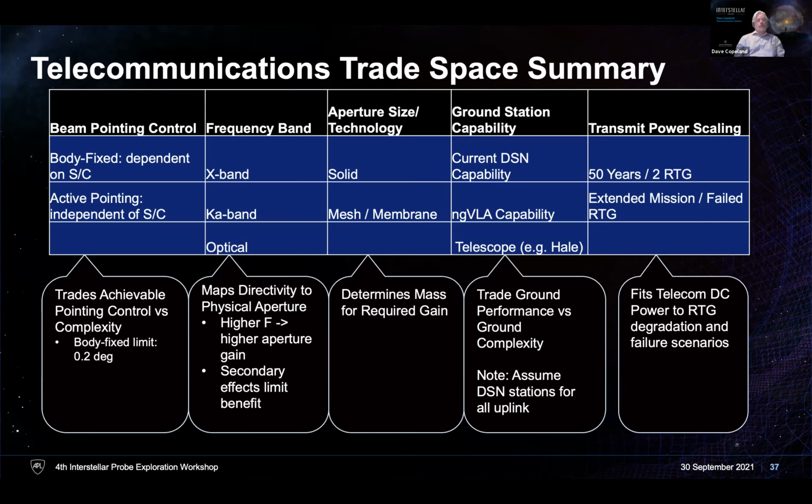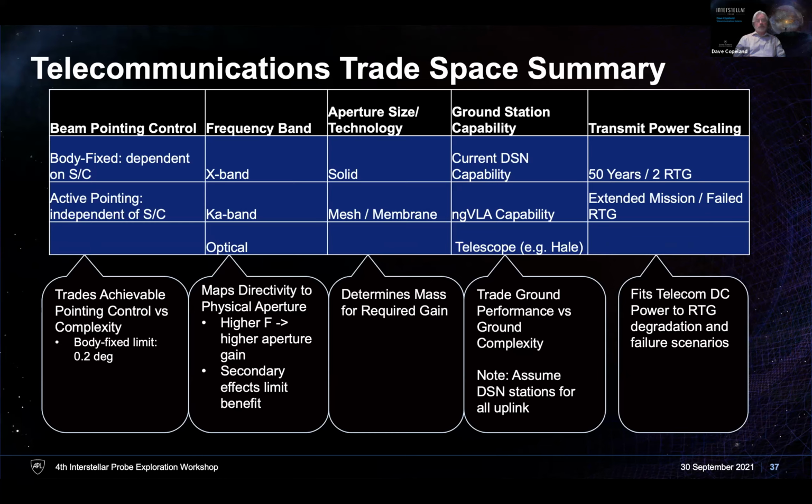If we can point tighter, then we can use a higher directivity, higher gain on that aperture. Now the mapping of that directivity to the physical size of the aperture is the frequency decision. So X and Ka are obvious choices for their use in deep space. Optical is also in that mix as well. It becomes the ultimate trade relative to pointing there.